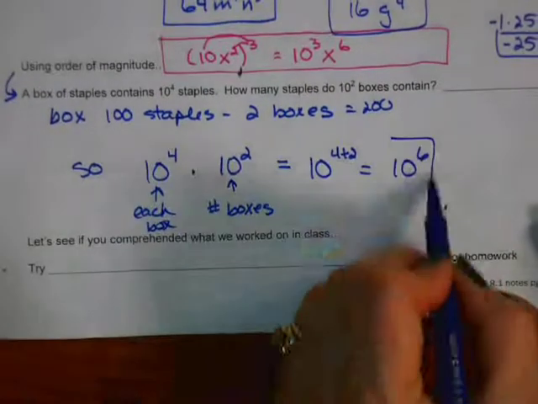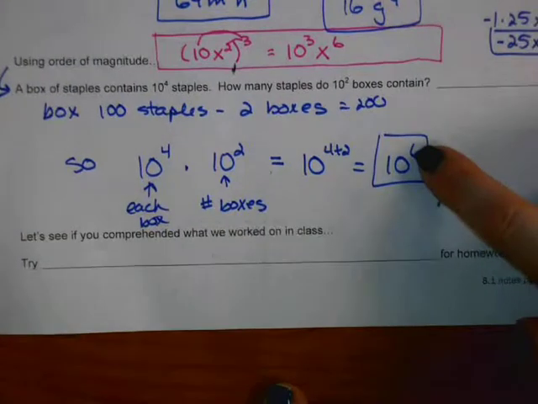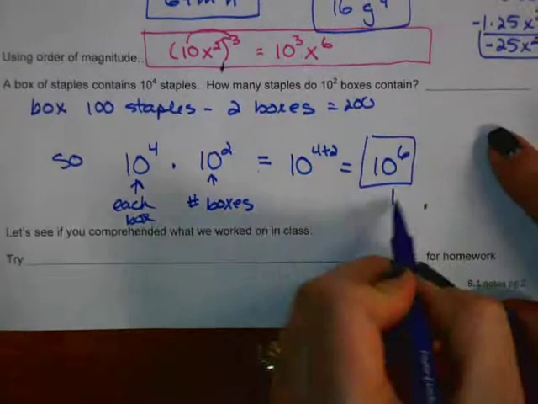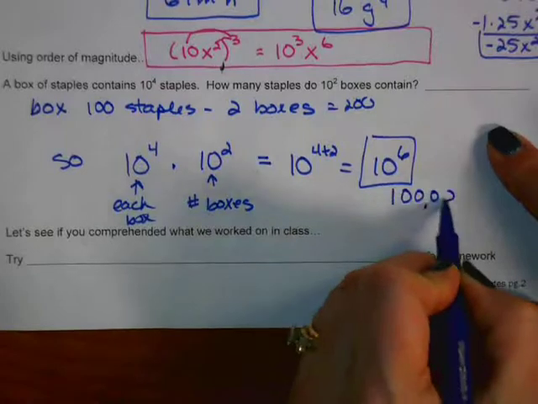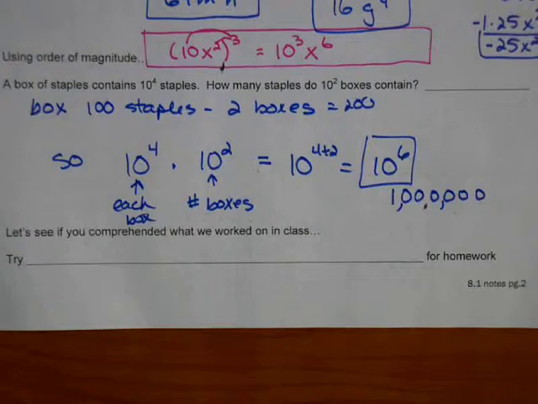Which you could leave like this, because that is order of magnitude, but I want you to start thinking, as a number, what would that be? How many zeros would it have? How many? 6. It tells you right there. So you would put a 1, 1, 2, 3, 4, 5, 6. 1 million staples. That's a lot of staples. Okay? All right.